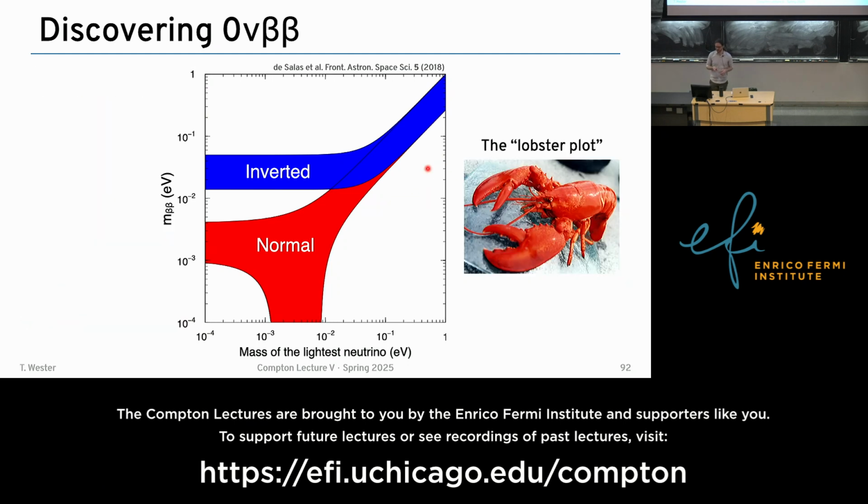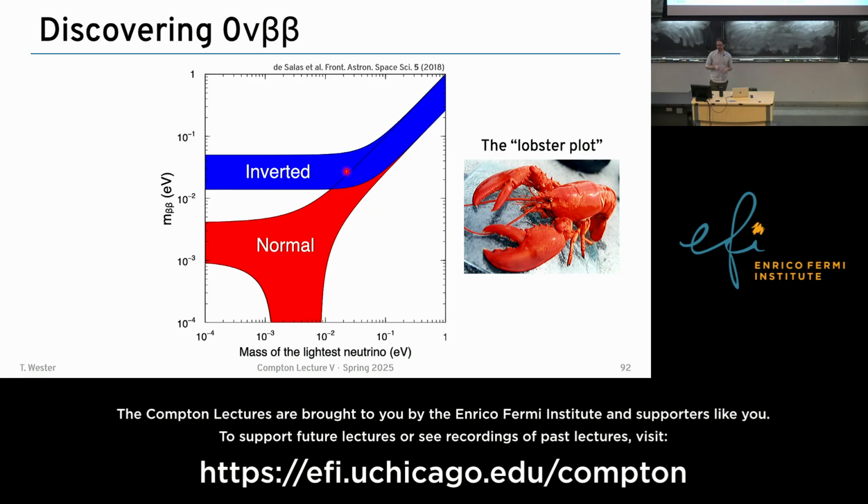So first of all, the vertical axis here is this m beta beta parameter. So it's kind of like the weighted mass of all the neutrinos. And again, the rate is proportional to this quantity. The other axis here is the mass of the lightest neutrino. So if the neutrino is very light, then you're on this area of the plot, and if it's very heavy, then you're on this area of the plot.